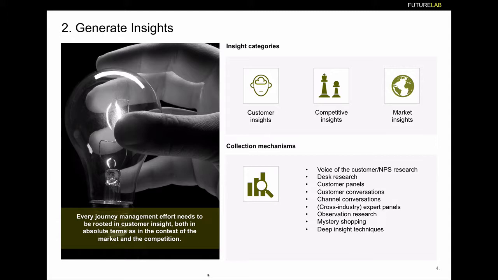Secondly, it's competitive insights. No company operates in isolation, and competitors are continuously moving and changing the perceptions of customers and the way the business is organized. So what is the competition up to today, but also tomorrow? What's the mindset? Where are they going? Because any customer journey will not just be influenced by what we do, but also by what our competitors do.